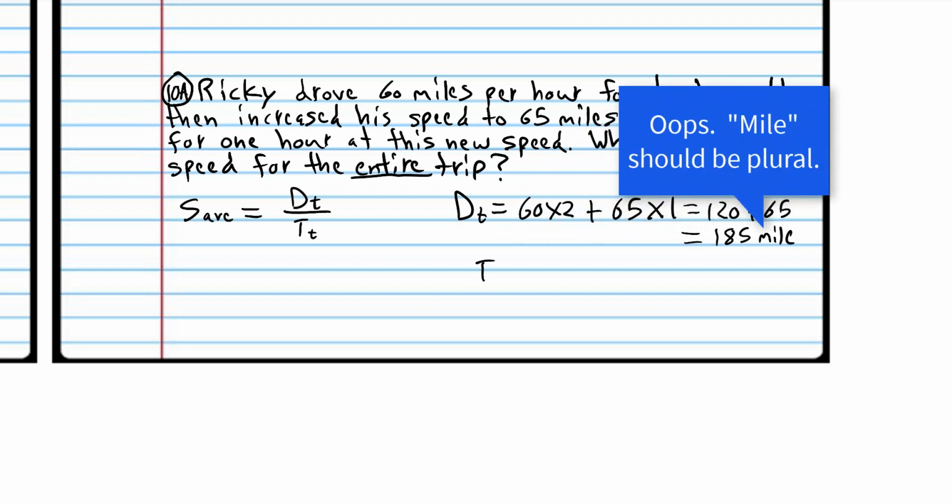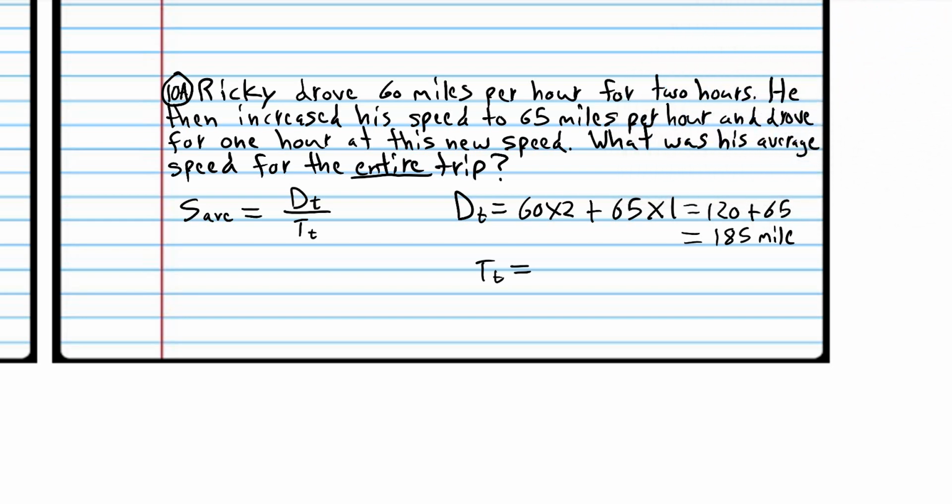Now the total time is going to be the easy part. He was driving for 2 hours, then he drove for 1 hour. So 2 plus 1 is 3. That's really easy. Three hours. So now we're ready to calculate the average speed. The average speed is the total distance he traveled, 185, over the total time, which is 3. So now 185 divided by 3.